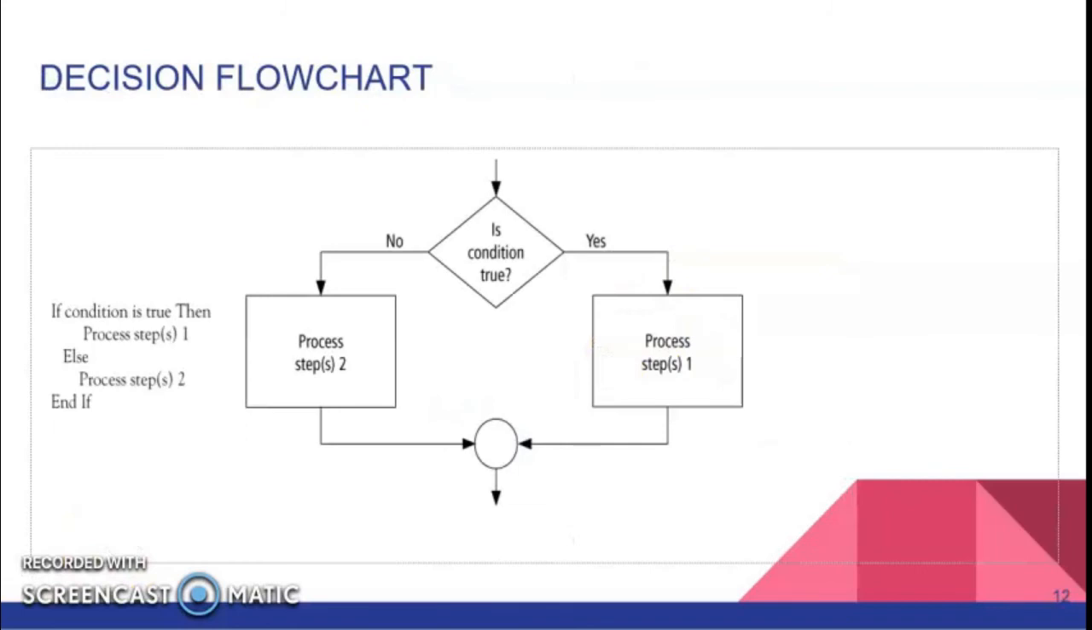Next is the decision flowchart. So is the condition true? If the condition is yes or the condition is true, it will go to the process step 1. If the answer is no, it will go to the next process.